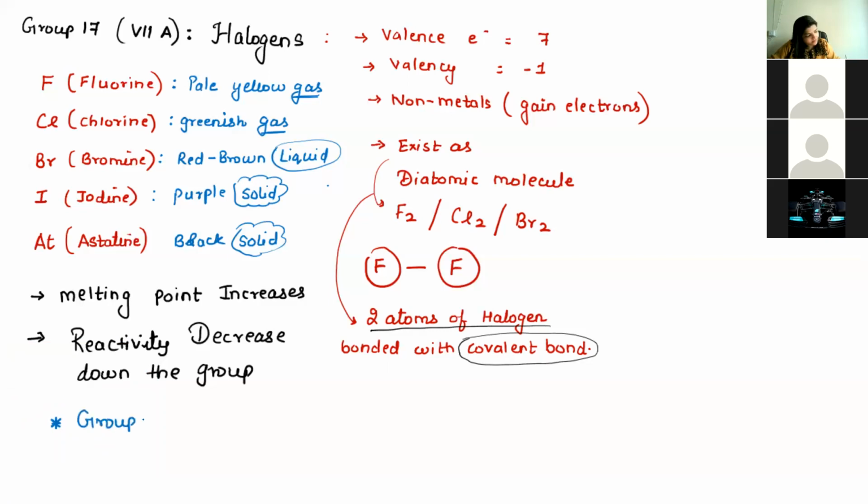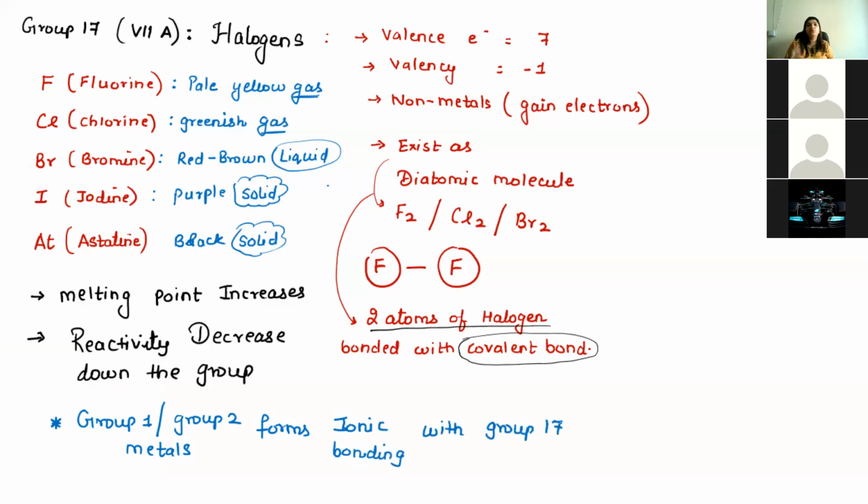Another important thing you have to remember is that group 1 and group 2 metals form ionic bonding with group 17, because one is metal and one is non-metal. There will be transfer of electrons. The metals will lose electrons and non-metals will gain electrons, so they will form ionic bonding. So this was an overall about group 17. Please take a screenshot.